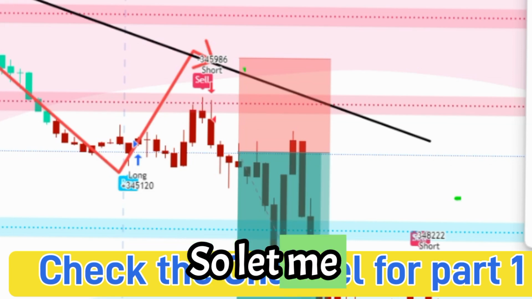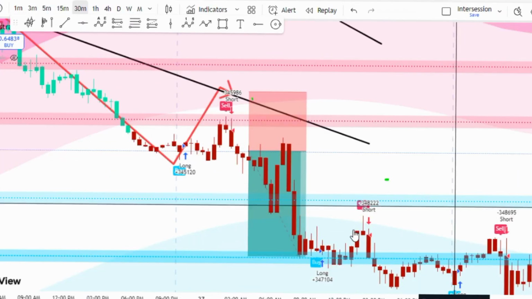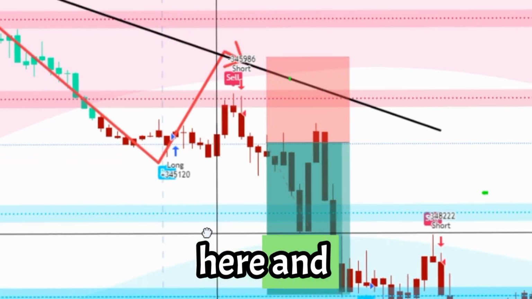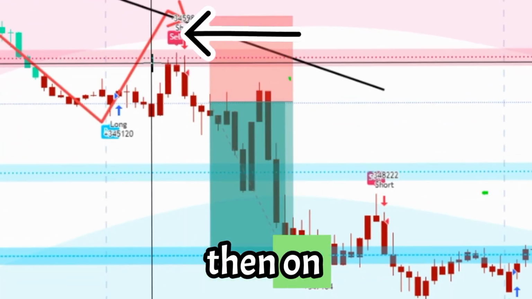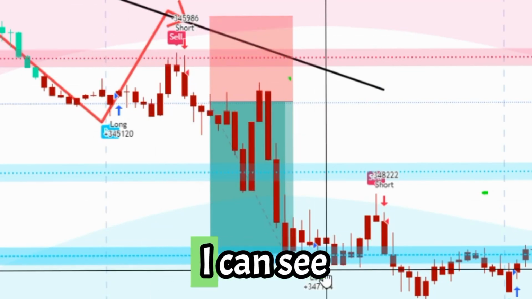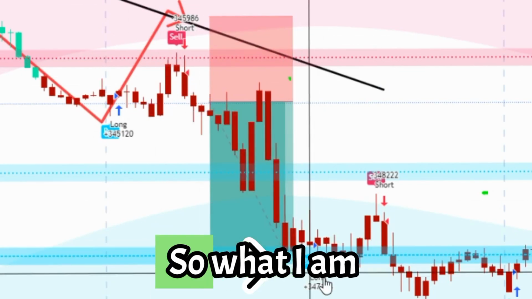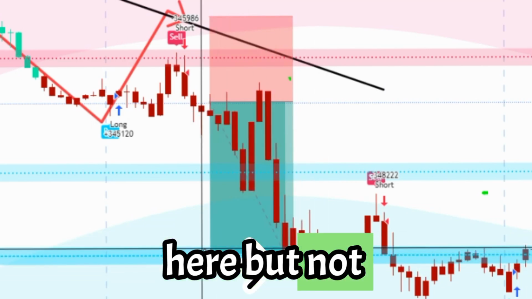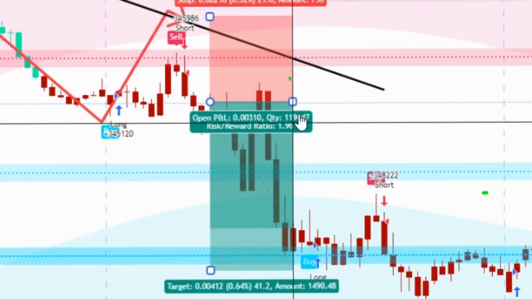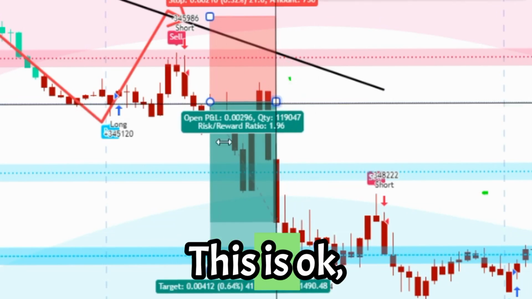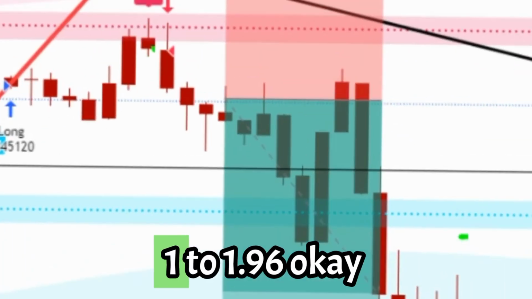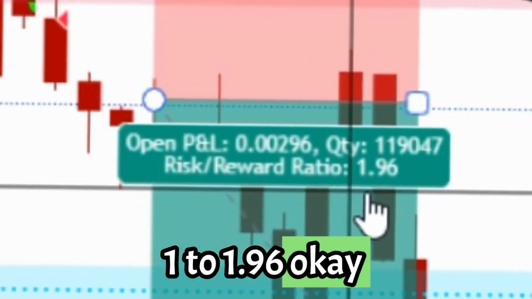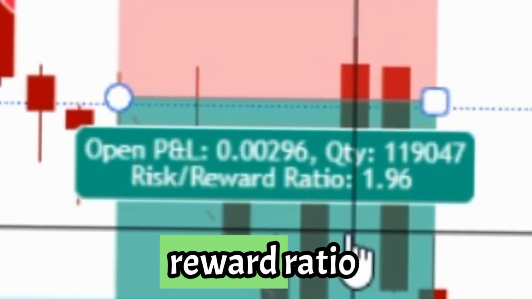So let me explain that with this. Now there is a sell signal right here, and then upon getting to this point, I can see a long signal. So what I'm going to do is take some profits here, but not all. Let's take a look at that. This is okay. Let's say 1.96. Okay, that's the risk to reward ratio.